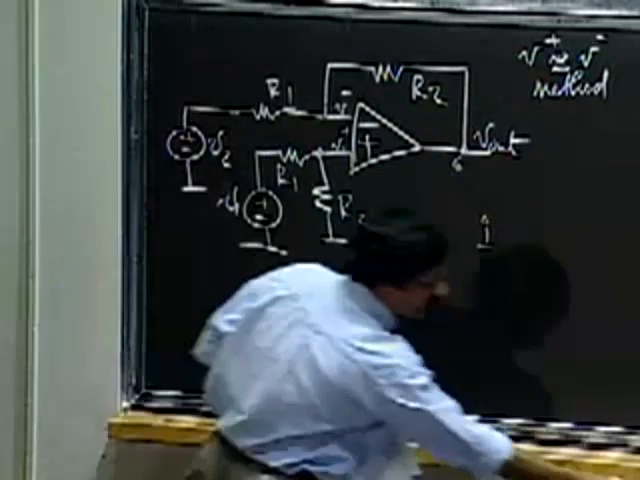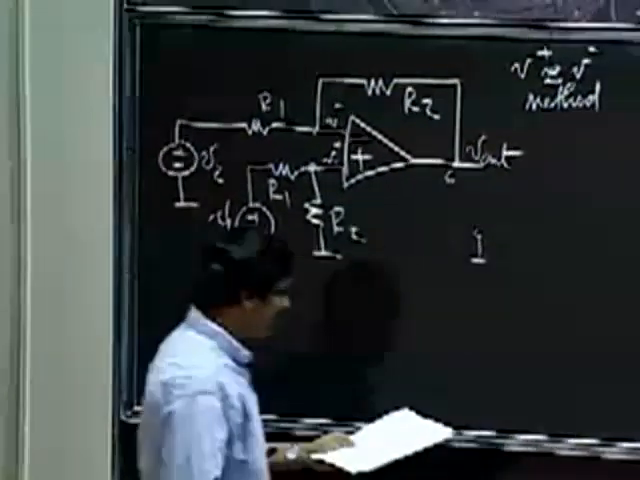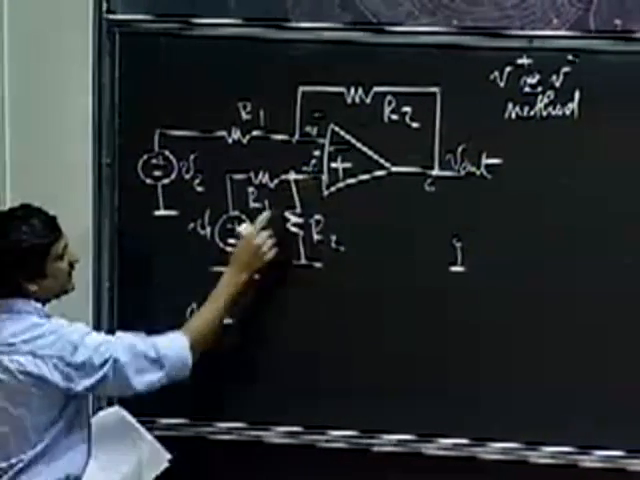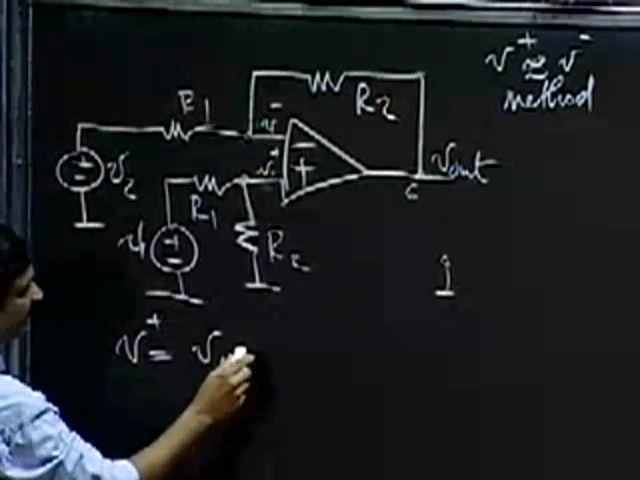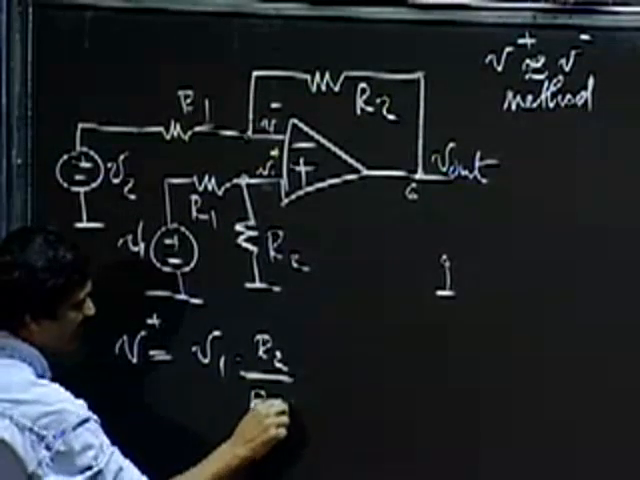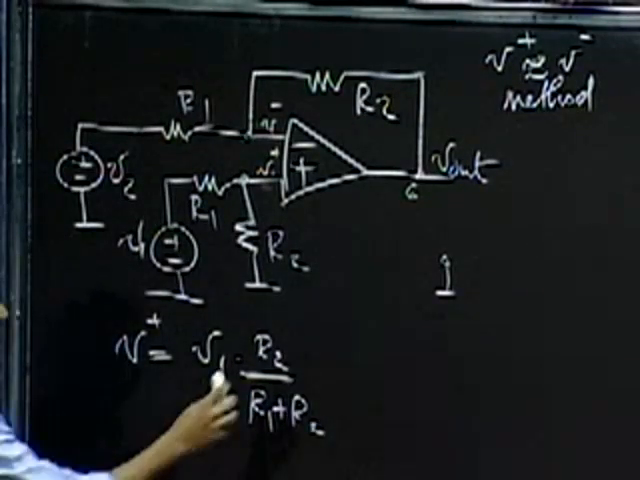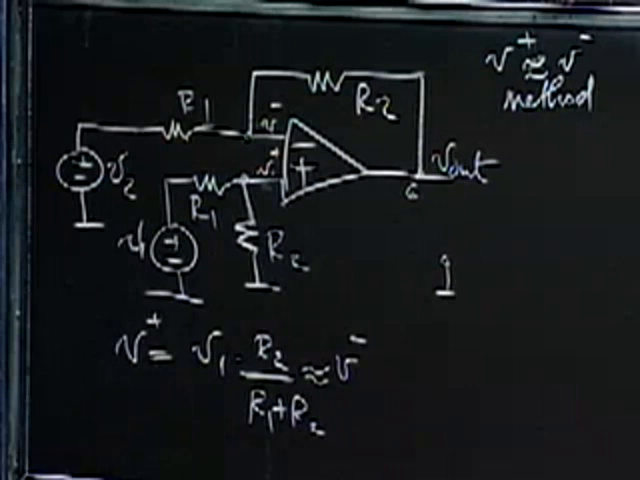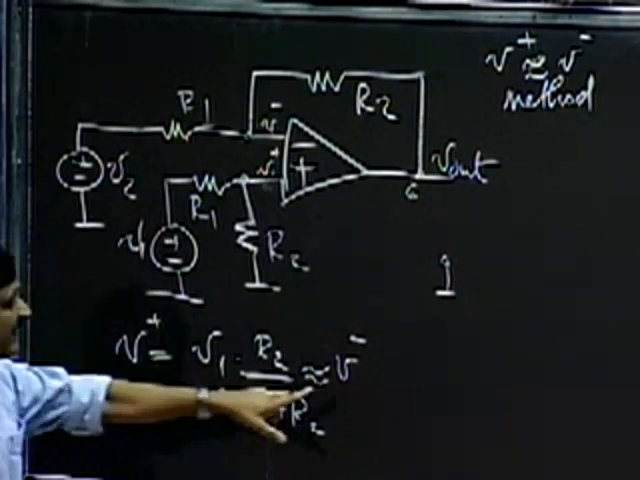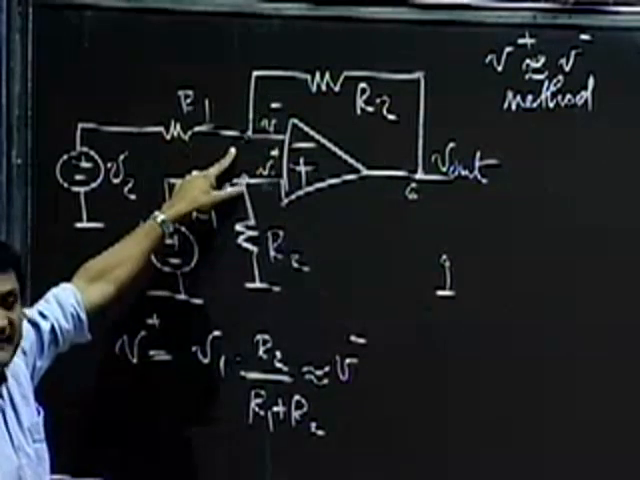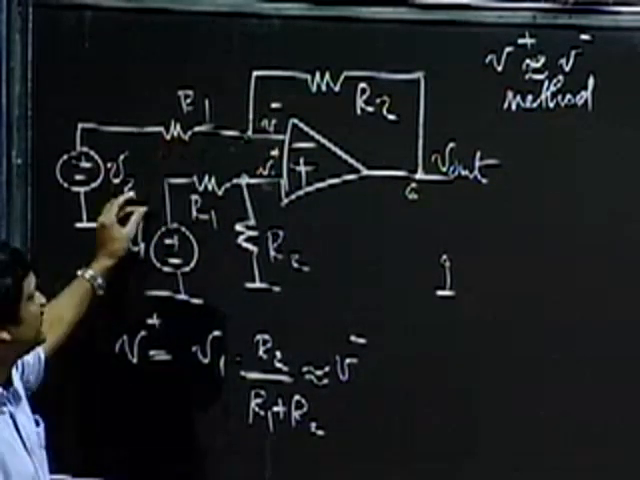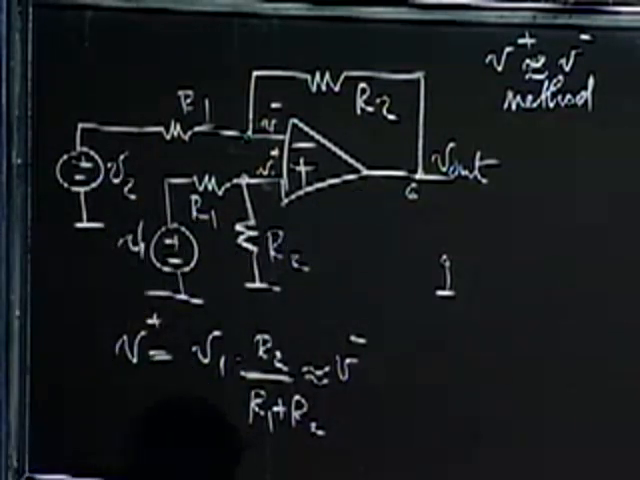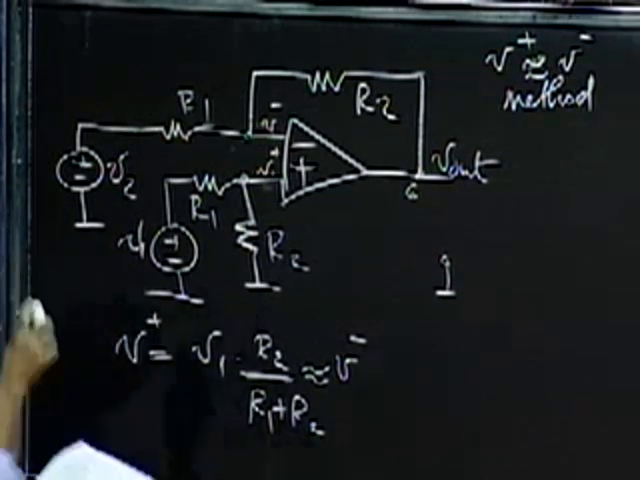So let me just first write down some values that I know about. I know that V plus is simply a voltage divider relation here. So that's V1 times R2 divided by R1 plus R2. And by the V plus equals V minus method, I know that this is going to be equal to V minus. And this is going to be true because I am giving it negative feedback here, and we are going to engineer the values of R1, R2, V1, and V2 such that the op amp is not in saturation. So we know that.